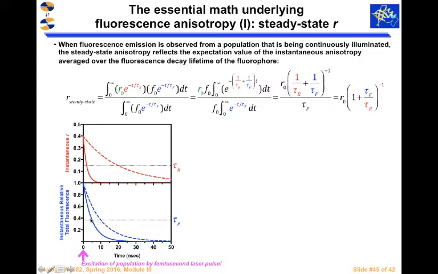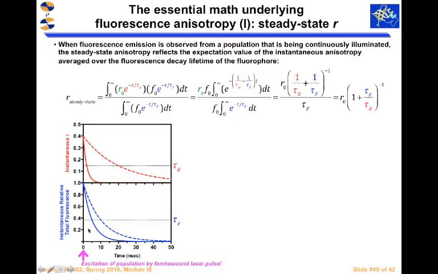If the fluorophore has a shorter lifetime, the fluorescence intensity decays more rapidly. If it has a longer lifetime, the fluorescence intensity decays more slowly. So this is the fluorescence lifetime. This is basically the time scale of the emission. It's related to the quantum yield of the fluorophore. We'll come back to the detailed math later on.